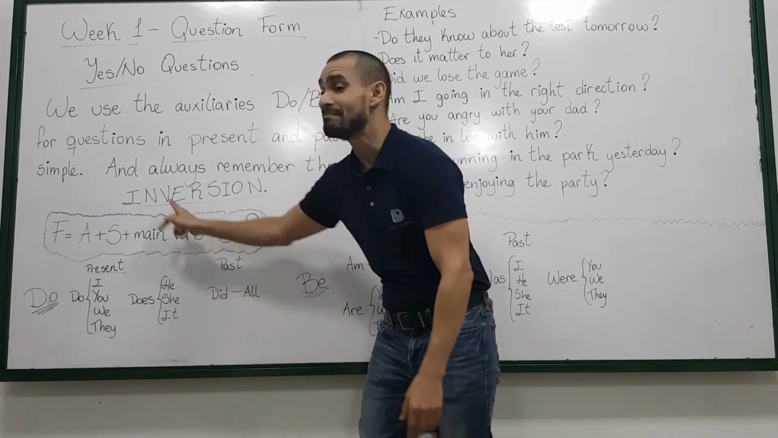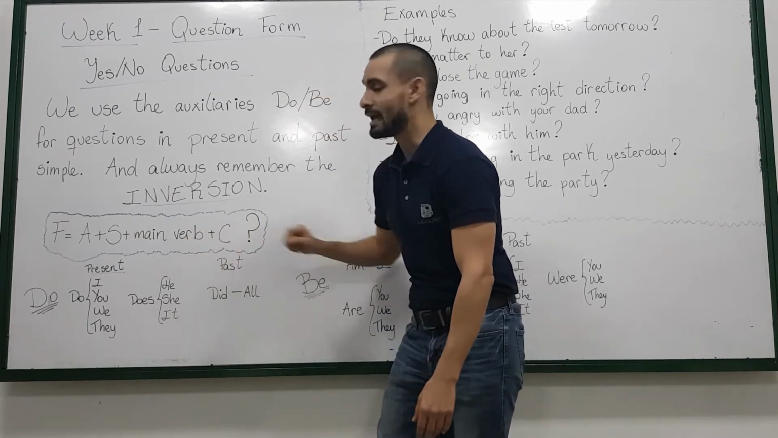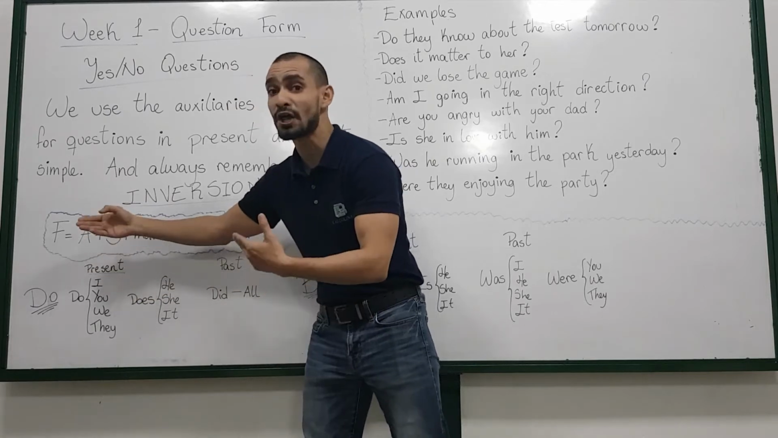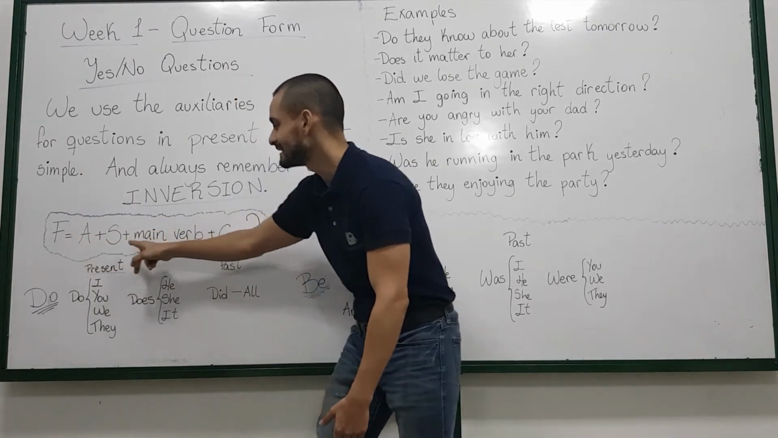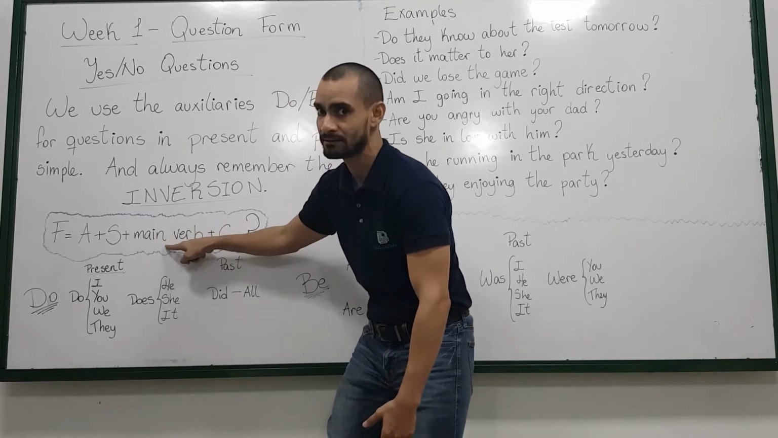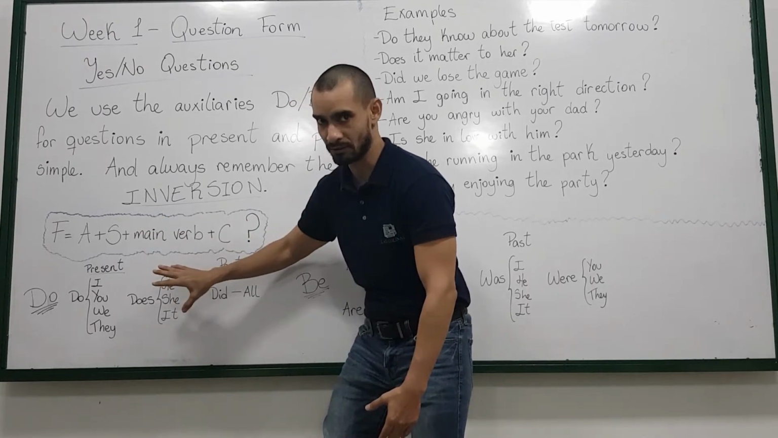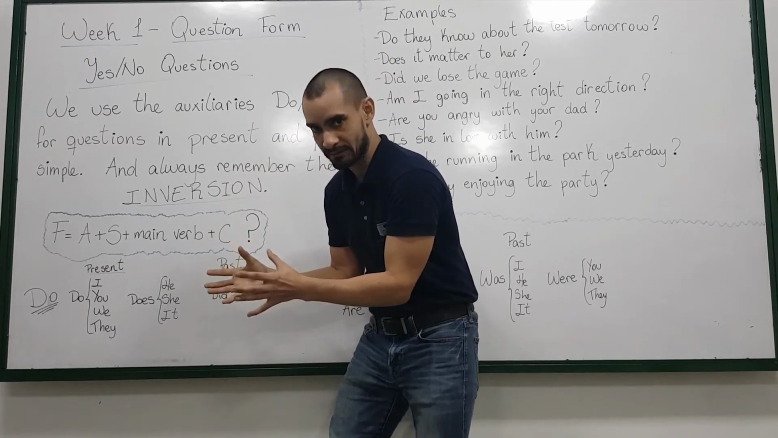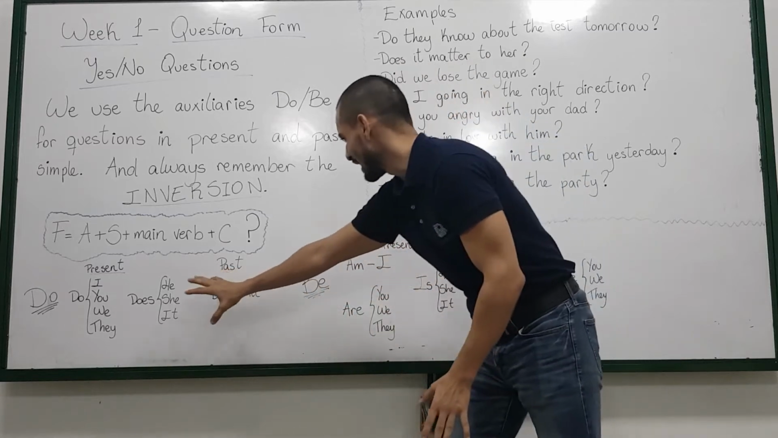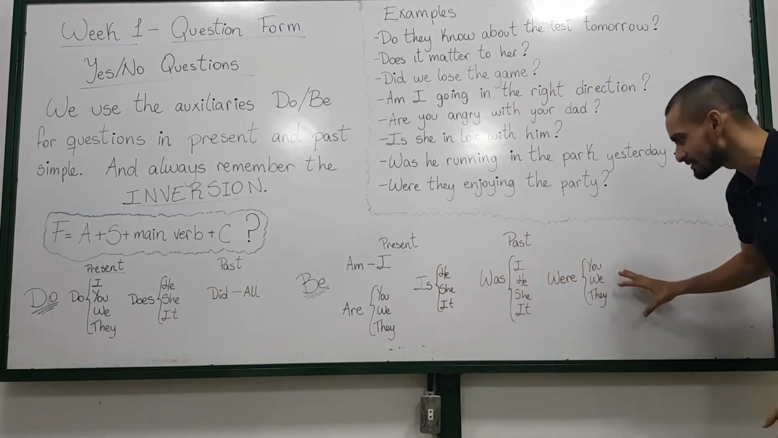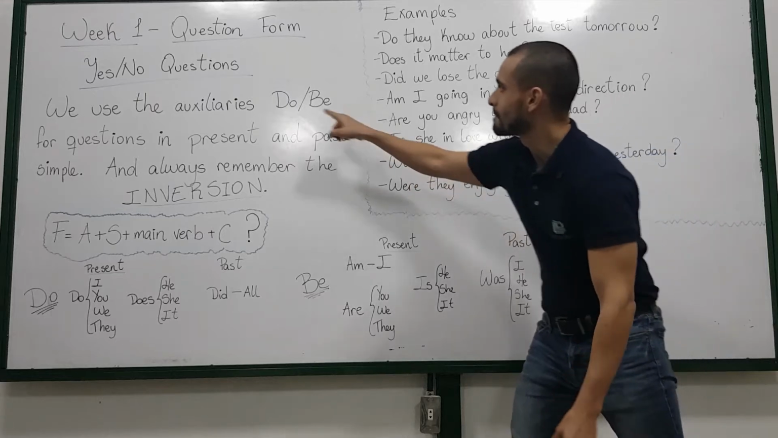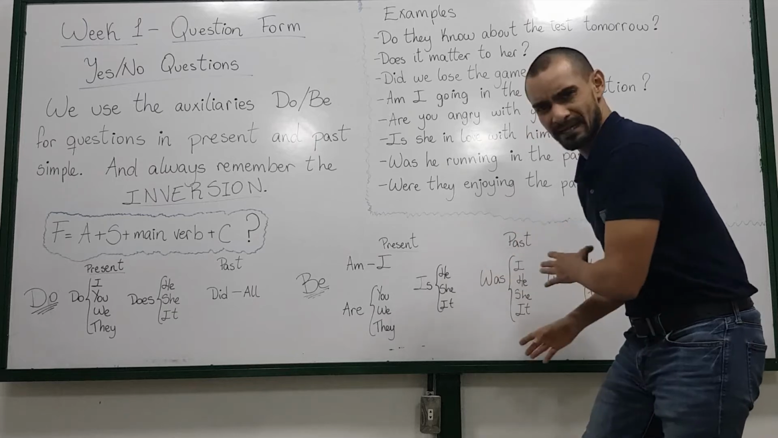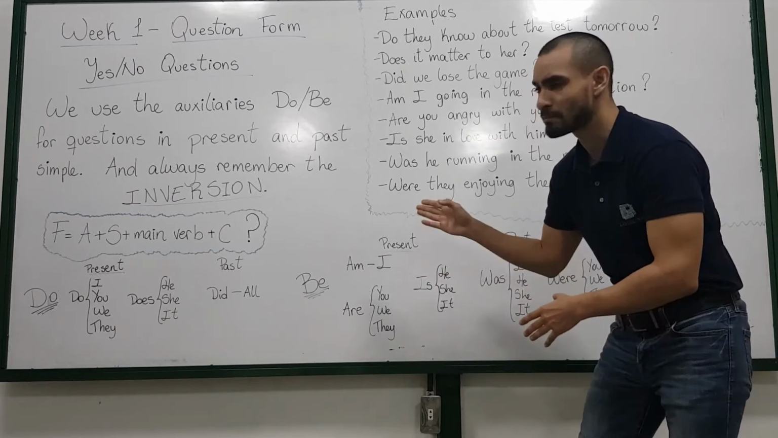Auxiliary, subject, main verb, and the complement. Okay? Remember that, like I told you before, the auxiliary is another verb, but used differently. That's why the verb is called main. Okay? It's the main action, the first and principal action of the sentence. Okay, so here I'm giving you a list of these two auxiliaries when you have to use them in different tenses and with the different pronouns.